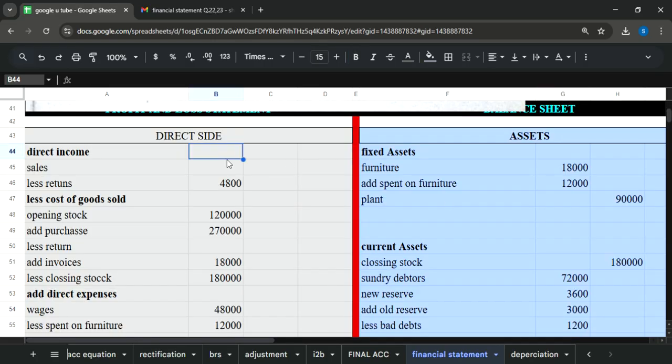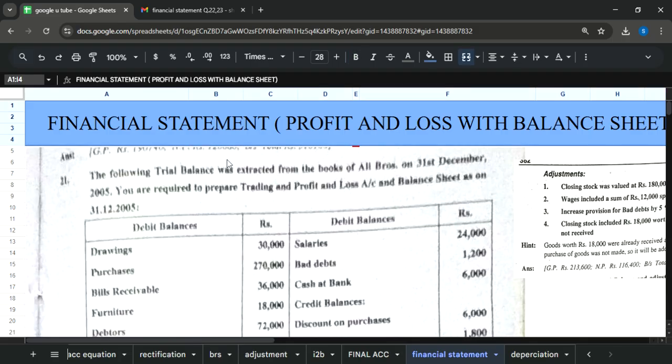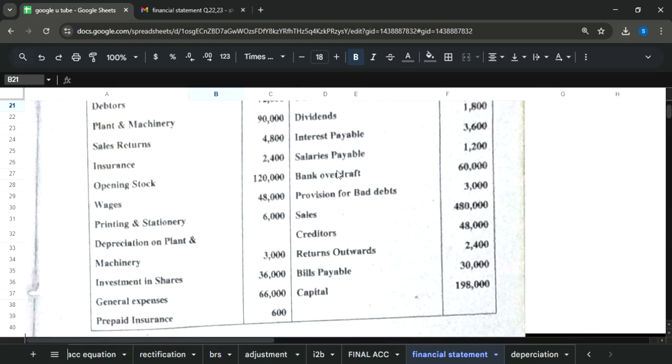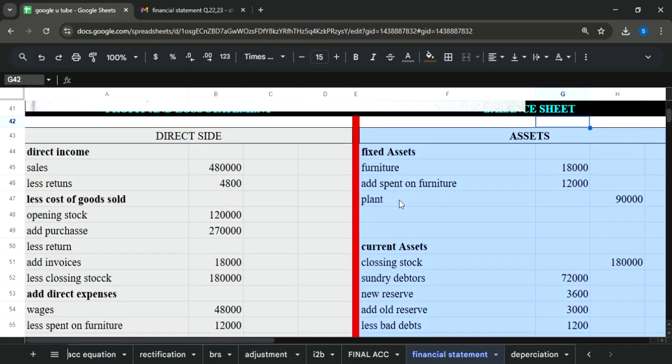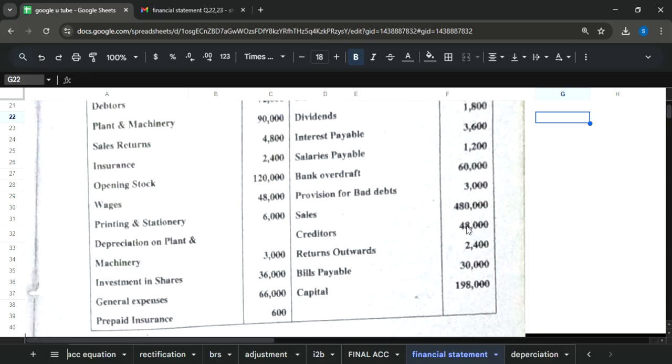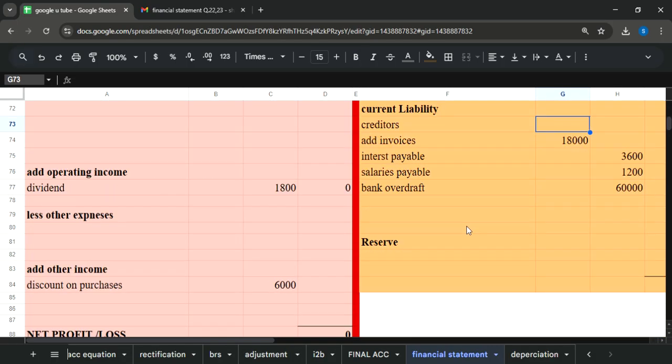Then we have sales for 80,000. You may write 80,000 over here. After sales, we have creditors, part of current liability. Here you will mention creditors. Okay, its place was already reserved, and here you will write creditors, the amount of which is 48,000. Put 48,000 over here.